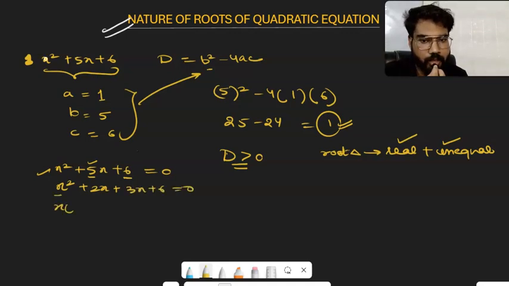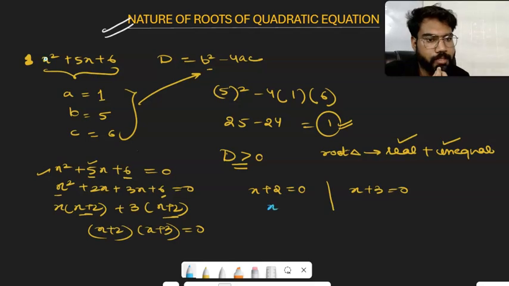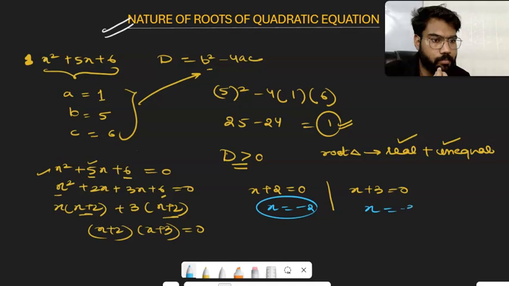Taking x common here, x plus 2, and taking 3 common here because 6 can be written as 3 into 2, so 3 times x plus 2. Now taking x plus 2 as common, x plus 2 into x plus 3 is equal to 0. So first case x plus 2 is equal to 0, and second case x plus 3 is equal to 0. Now from here x comes out to be minus 2, and from here x comes out to be minus 3.